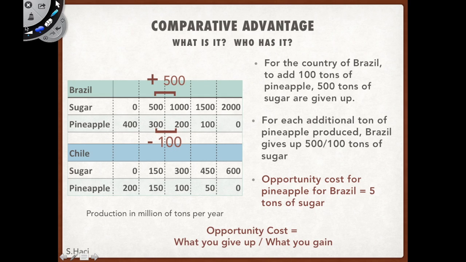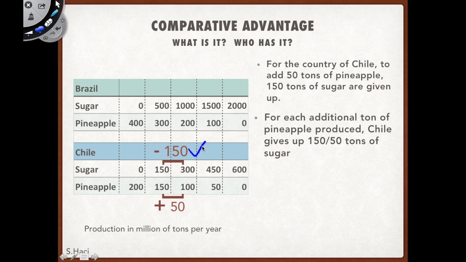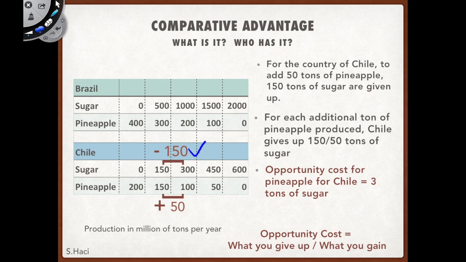All right, and the last one. So for Chile this time, if they wanted to add 50 tons of pineapple, they would have to give up 150 tons of sugar, which means that for each additional pineapple produced, they give up 3 tons of sugar, 150 divided by 50.